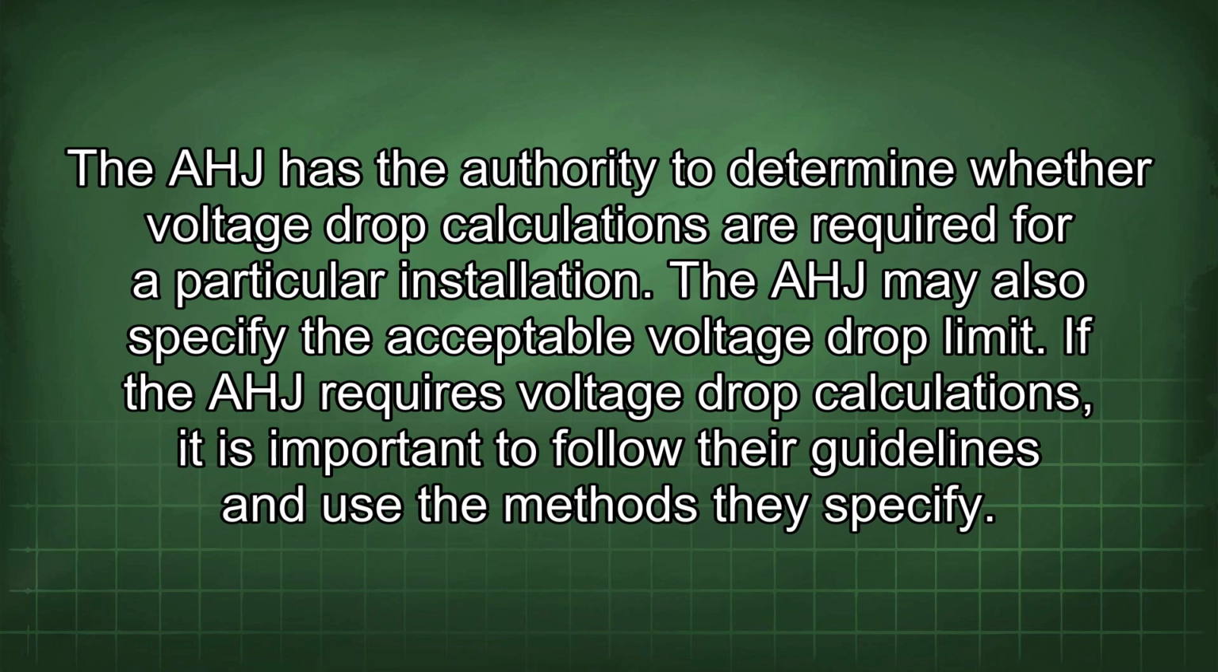The AHJ has the authority to determine whether voltage drop calculations are required for a particular installation. The AHJ may also specify the acceptable voltage drop limit. If the AHJ requires voltage drop calculations, it is important to follow their guidelines and use the methods they specify.